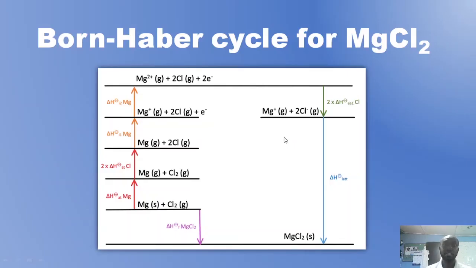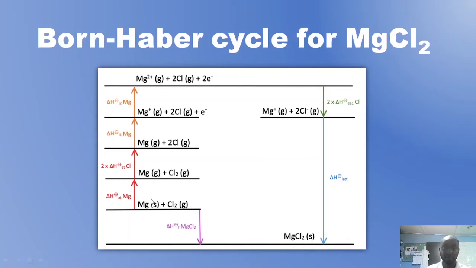So this is a summary of everything I've spoken about. Now let's go through this chart. Here you have the magnesium solid and the chlorine gas in their standard state, and then as they combine, because it is exothermic, the energy level of the product is lower than that of the reactants, and that is why you see the energy level of the product down here.